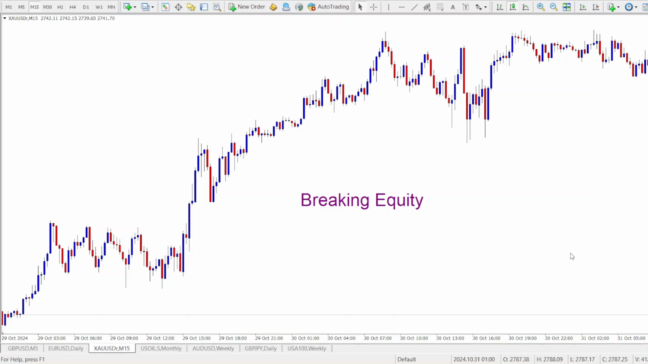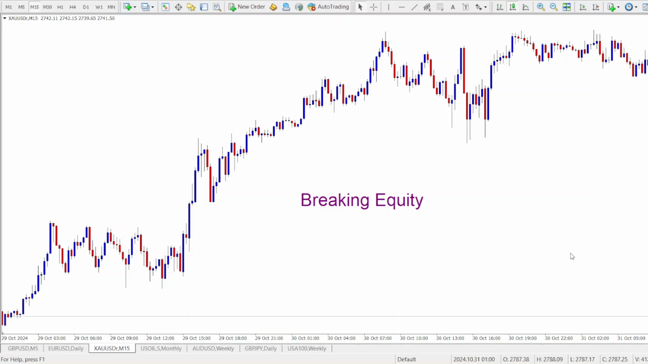Now that we have a grasp of what equity is, let us talk about why managing your equity is vital for sustainable trading. Equity management helps you assess your risk exposure and determine the maximum drawdown you are willing to accept. By understanding how to manage your equity effectively, you can avoid unnecessary losses that could jeopardize your trading account.